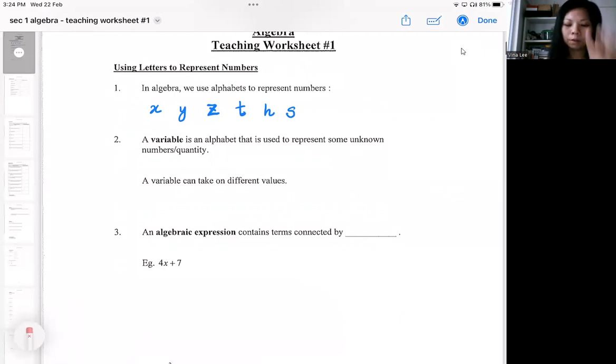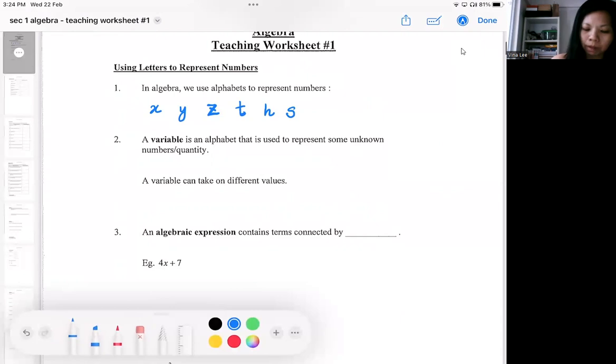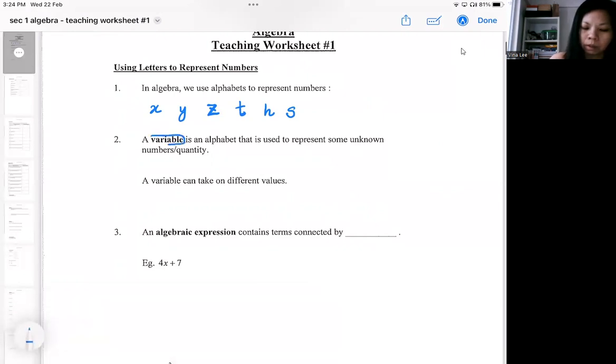So what is the alphabet that we're talking about? The alphabet is actually a variable. A variable is a number that can take on different values. That means the algebra can actually represent different numbers. So that's what we're trying to tell you: a variable can take on different values. The algebra is a variable, so we can change the algebra to a lot of values.